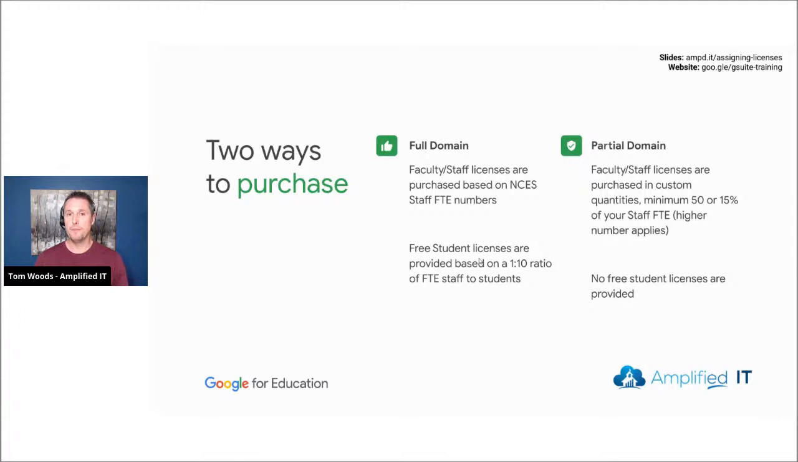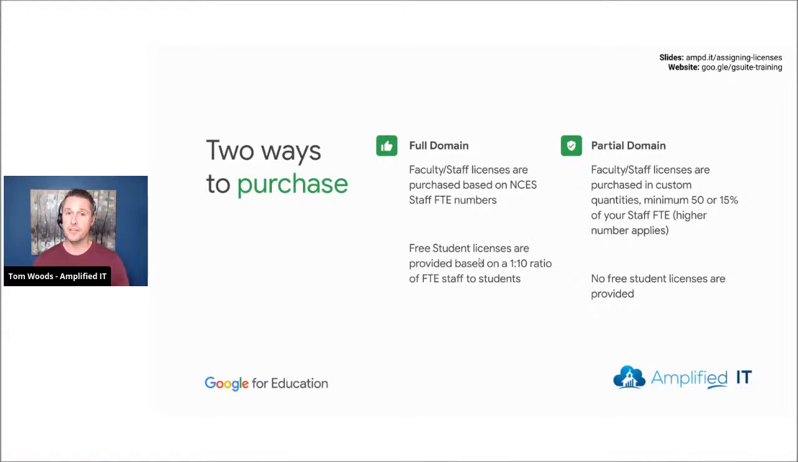Outside of that full domain model, your other option is to buy a certain amount or a handful of licenses. So maybe you're buying a few hundred or a certain number just to cover some key staff or key people that you want to purchase those for. That's a partial domain license, as we call it. You wouldn't probably be buying those to apply to students. In that situation, I'm sure it's going to be faculty and staff. And those are purchased in whatever quantity you're looking for.